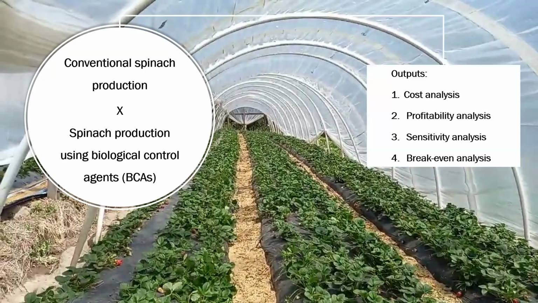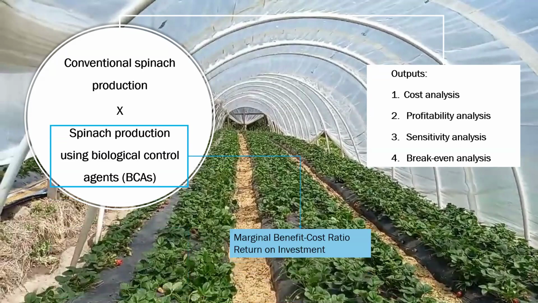So also, once you have this comparison, you will still have the cost analysis, the profitability and sensitivity analysis for each one of your production specificities. Also, complementing this report, the Hort Calculator provides you with two other important reports, which are the marginal benefit cost ratio and the return on investment.